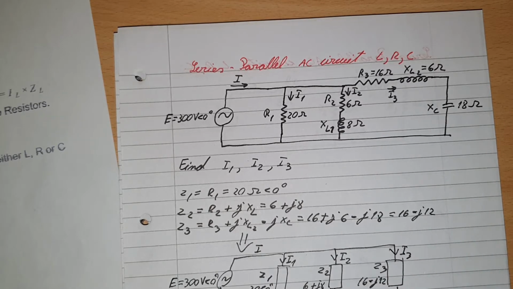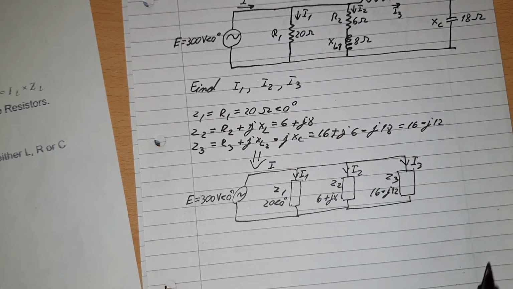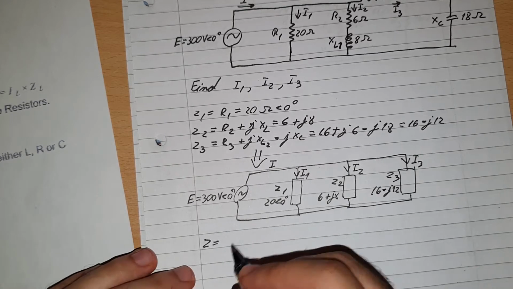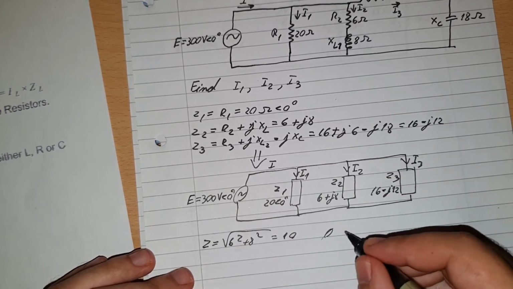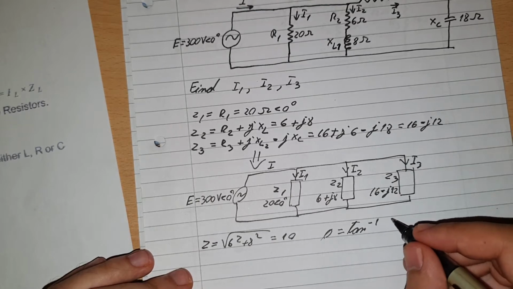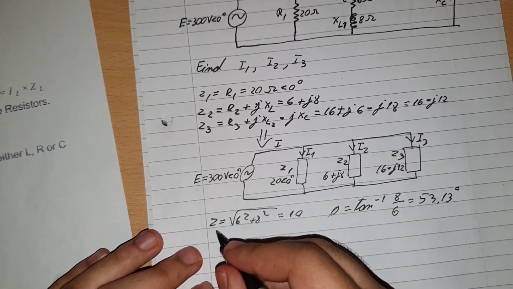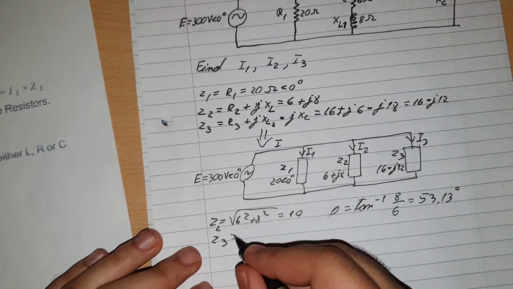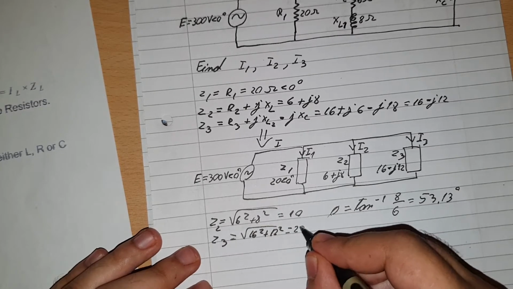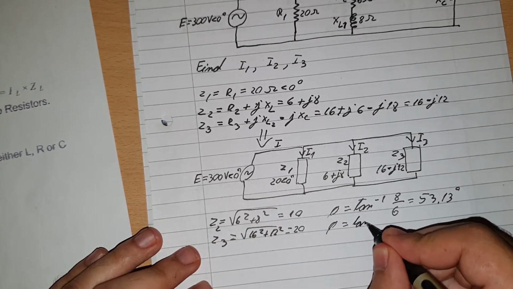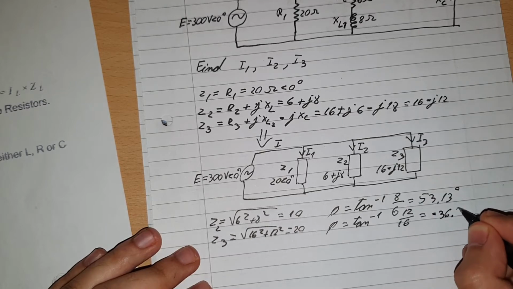To find the total current, first we need to find the total Z value. And because they are in parallel, it will be the parallel formula. But first we need to convert to polar, so Z2 will be equal to the square root of 6 squared plus 8 squared. That will obviously be equal to 10, and then the angle is tan inverse of 8 over 6, which is 53.13 degrees, like usual. This will be for Z2. For Z3, it will be the square root of 16 squared plus 12 squared, which is equal to 20, and an angle of tan inverse of 12 over 16, that will be minus 36.87 degrees.